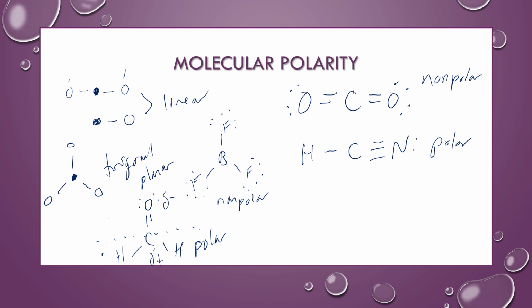Now, if you were to change one of those into a lone pair, that would be bent. And then it would be definitely polar because that one lone pair causes it to always be uneven. So if you see bent, it is always polar.